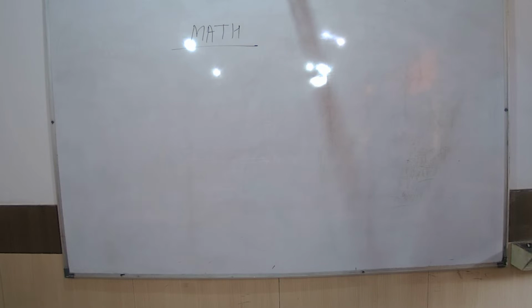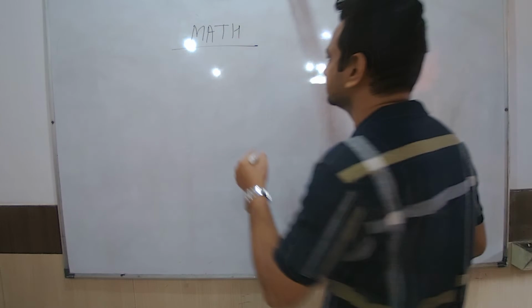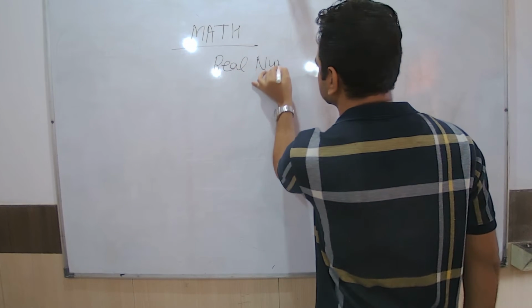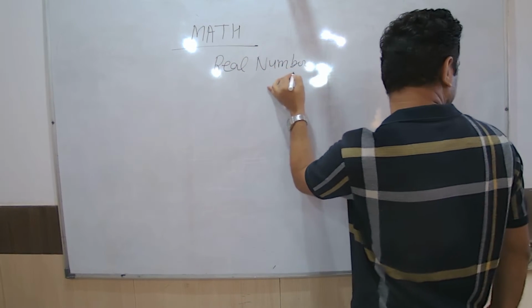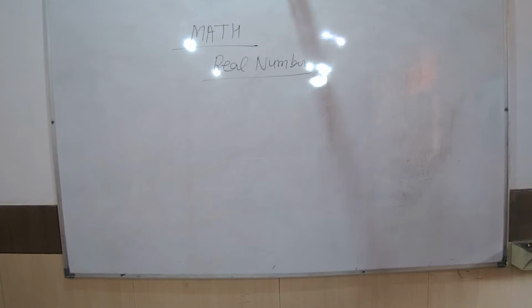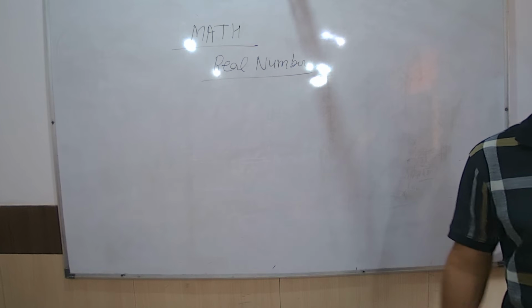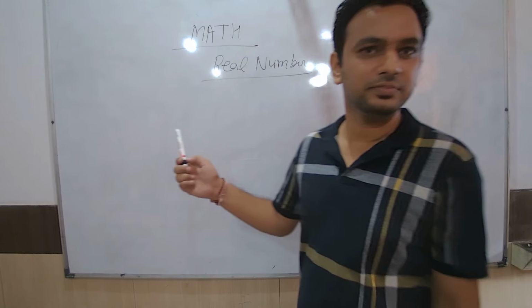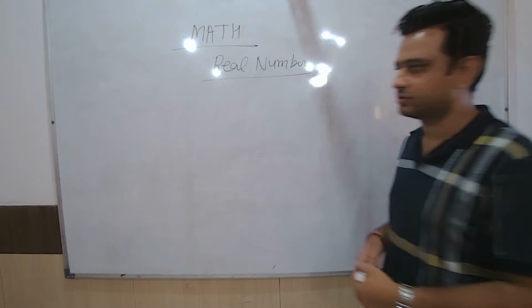So we start with real numbers. We have just discussed the basic introduction of real numbers. We have not started the topic yet. What we have discussed? Rational and irrational numbers. That p by q form? Yeah, we have discussed. Okay.